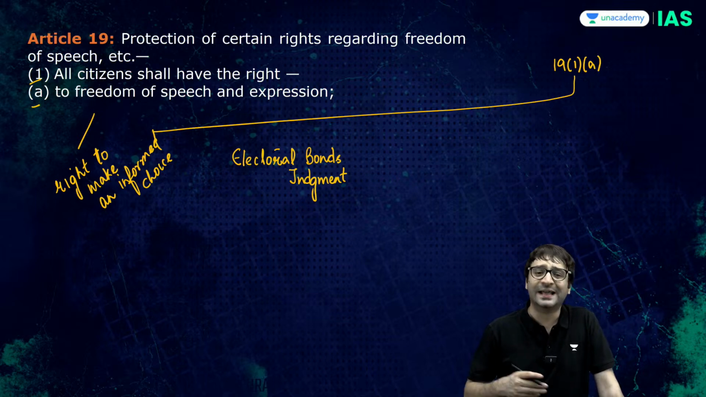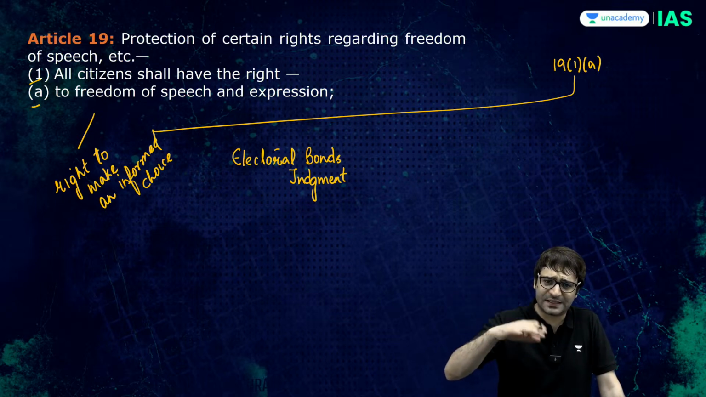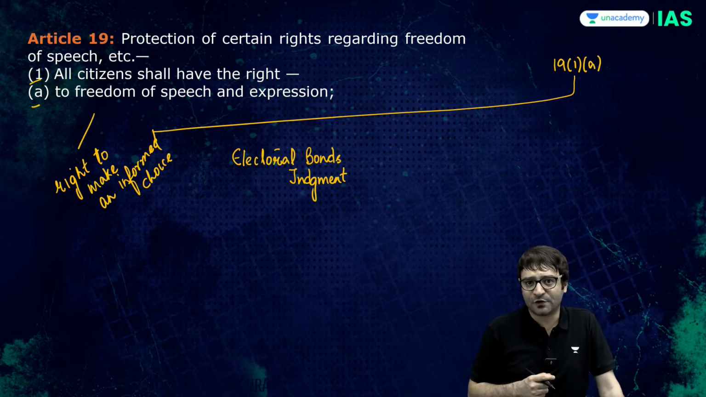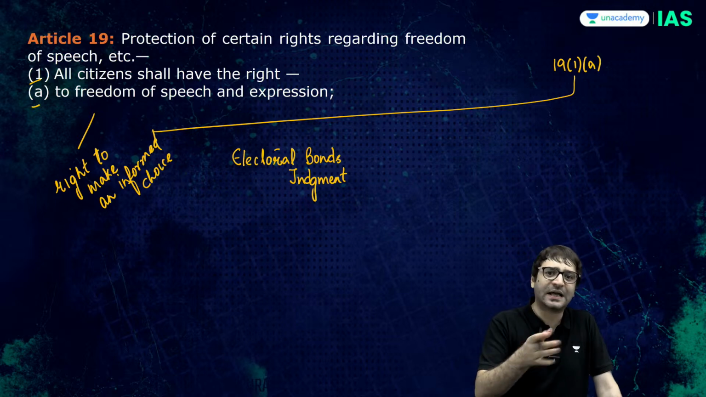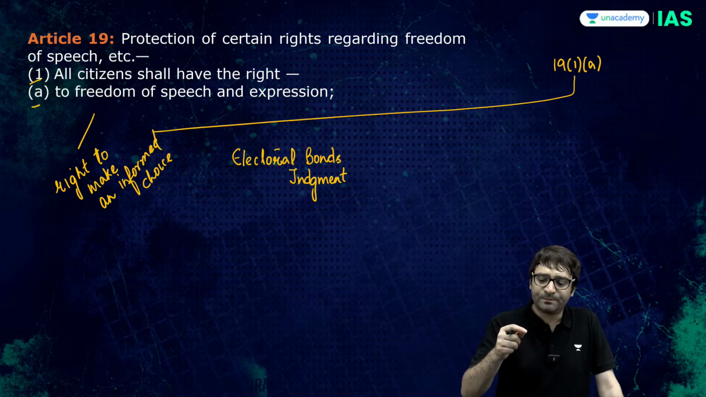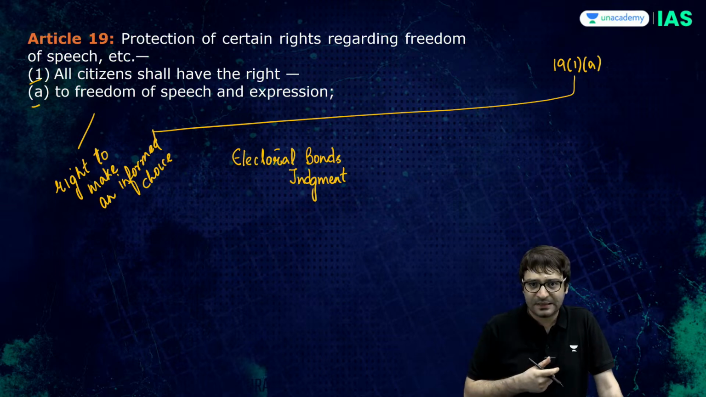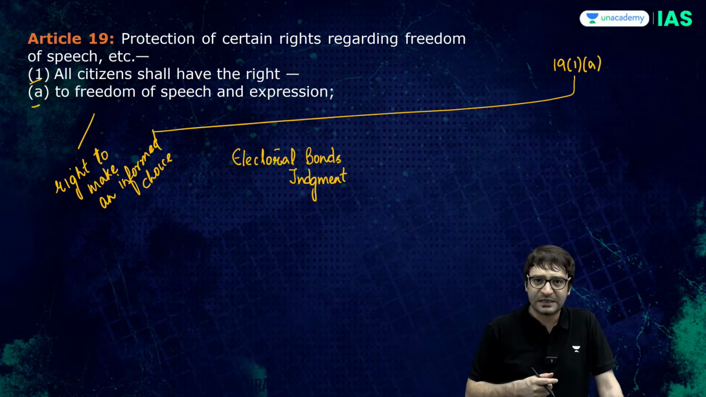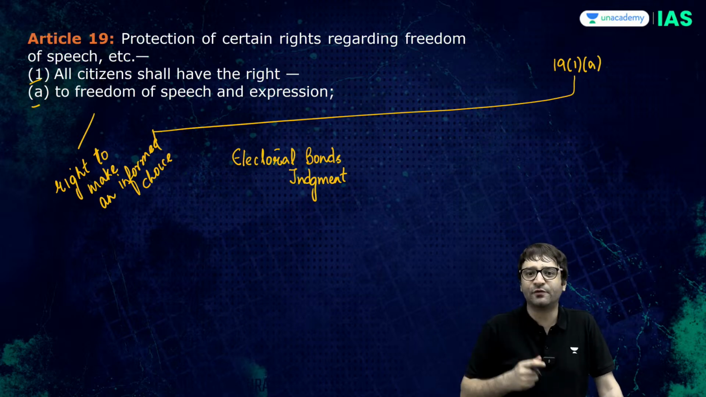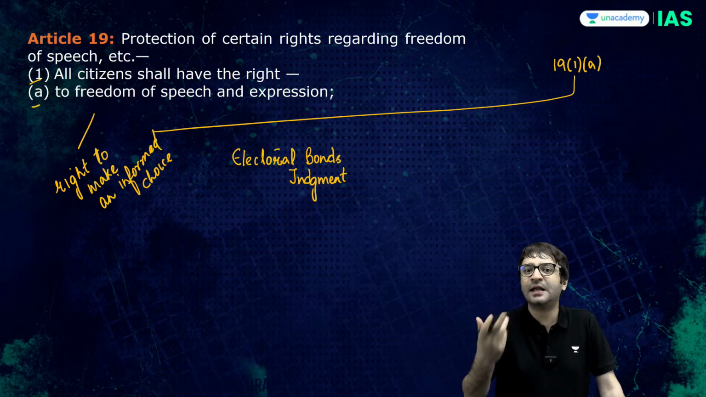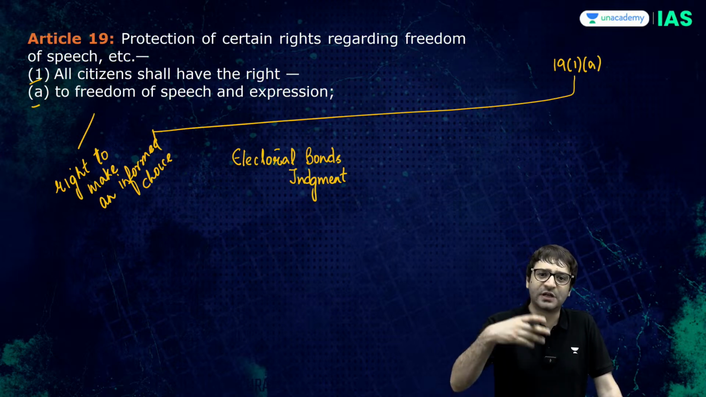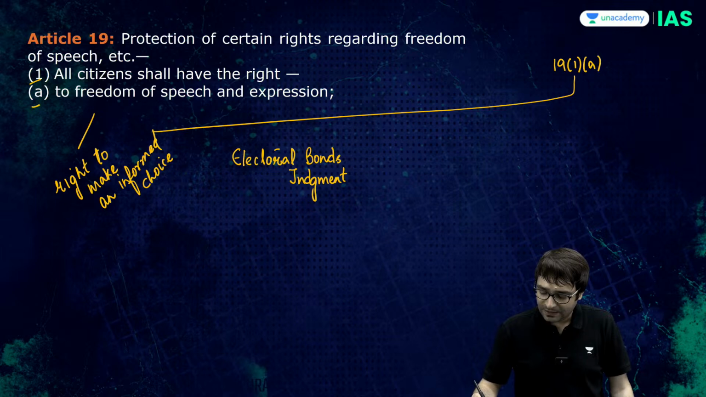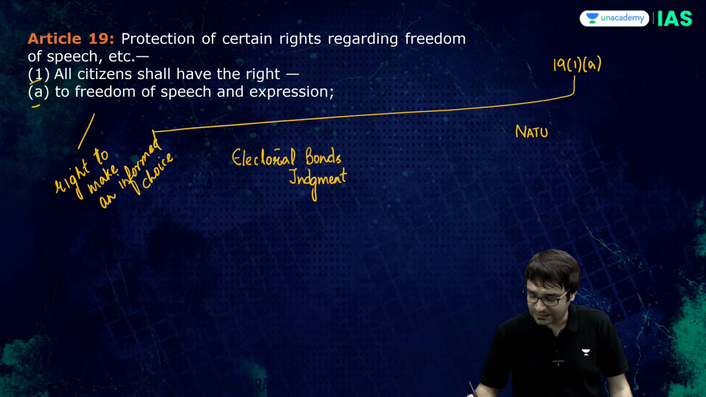Clear? That's Article 19(1)(a). And then we have Article 19(1)(b), 19(1)(c), 19(1)(d), 19(1)(e), 19(1)(f) got omitted because of the 44th Constitutional Amendment Act, then 19(1)(g) as well. So right to assemble peacefully without arms under 19(1)(b), right to form unions, associations and cooperative societies, right to move freely throughout the territory of India, right to reside and settle anywhere within the territory of India, right to take up any trade, occupation and profession. These are the natural rights that are mentioned under Article 19 of the Constitution.